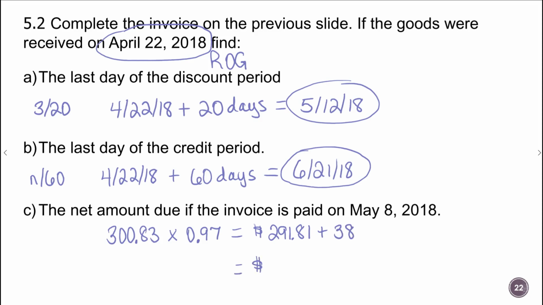So if we pay within the discount period, we pay a total of $229.81. All right, so this is getting kind of long. I'm going to end it again, and then we'll have a third video for this lesson.